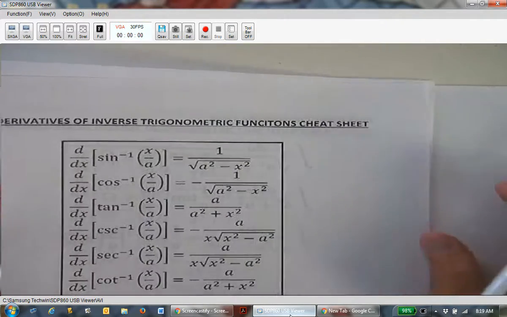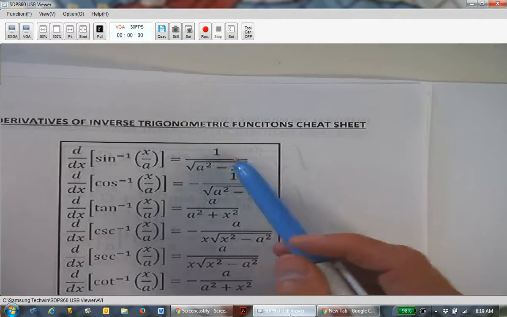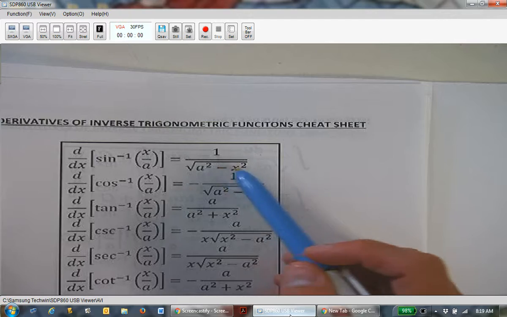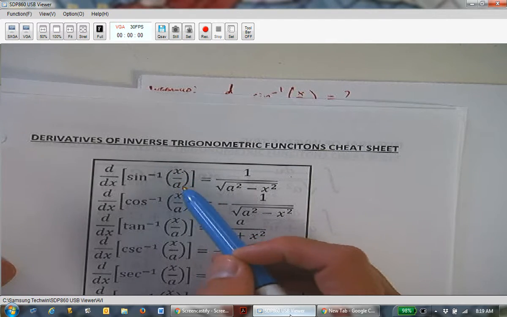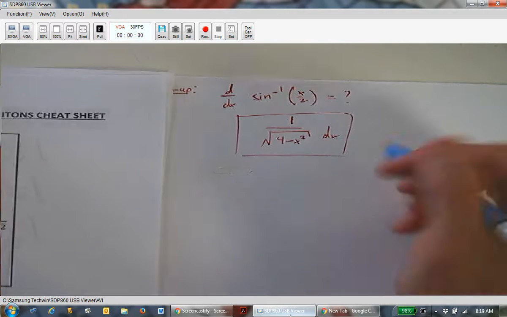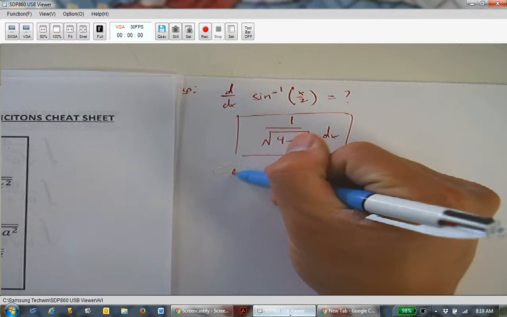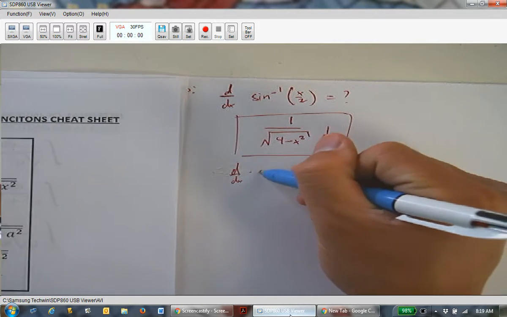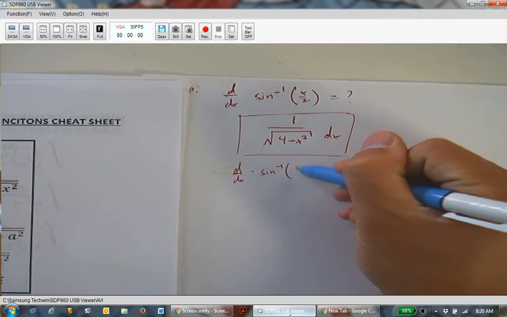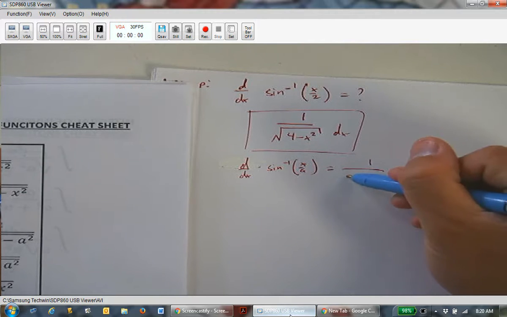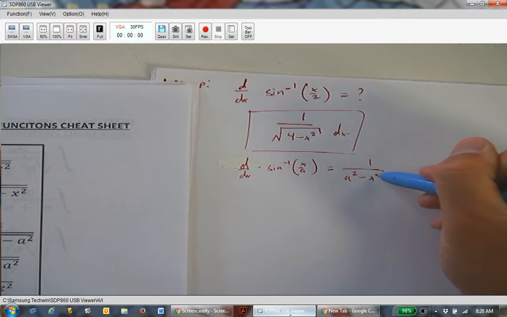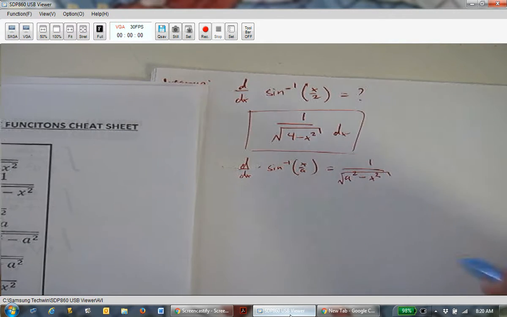But if you had to memorize it down to brass tacks, it's just going to be 1 over the square root of a squared minus x squared, knowing that your term is technically x over some constant a. Again, that constant is a. So in this case, let me write down the general formula once more. The derivative of inverse sine of x over a is equal to 1 over the square root of a squared minus x squared.